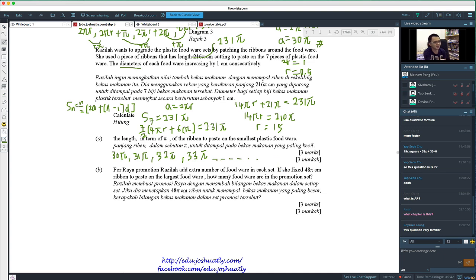So what I will do is I want to know, since the largest will be 48, which term actually will equal 48. So I will say Tn equals 48π. And Tn for arithmetic progression equals a plus (n minus 1)d. So therefore, my a is 30π plus (n minus 1)d, my d is π, equals 48π.